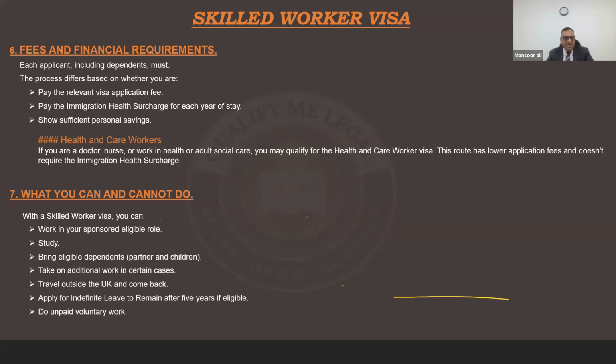You can bring your own dependents. You can travel outside the UK and come back, and you can do unpaid work in any charity or any organization that does unpaid work. And once 5 years have been completed, then straight away you can apply for indefinite leave to remain. These are the things which you can do and which you can't do.